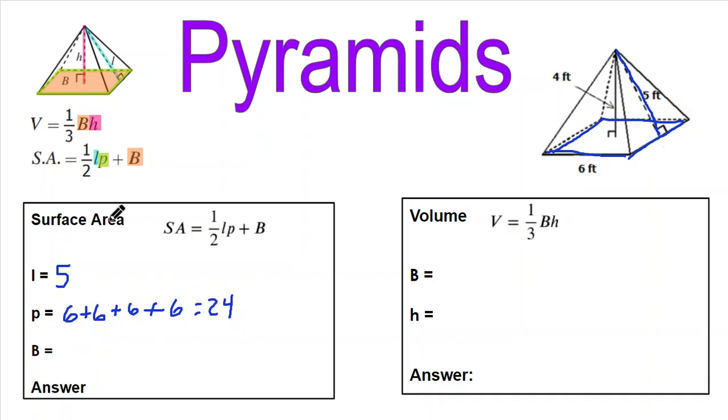The big B in the formula means the area of the base. And the base is a square. So to find the area of the base, we have to do the length times the width. Well, the length times the width in this case would be 6 times 6, and 6 times 6 gives me 36.